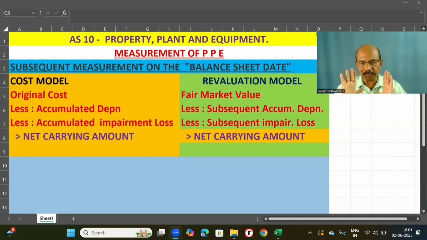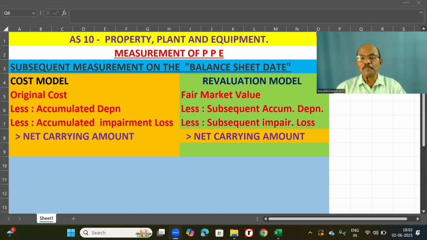And the fifth and the last one, compliance with international trends. Probably many entities, especially under IFRS, use fair value accounting. Adopting revaluation may help multinational companies or those planning to list globally to align with the global practices.